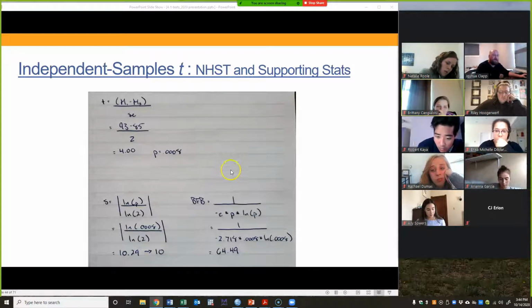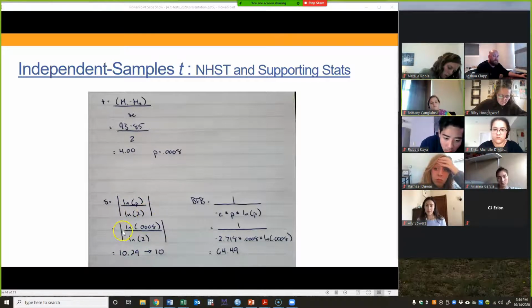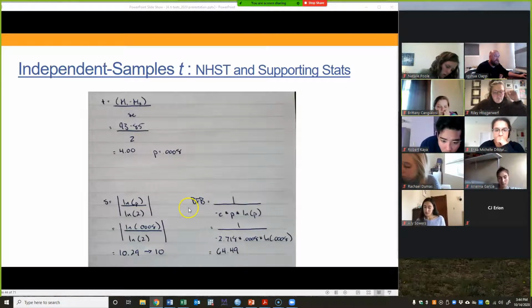Okay. Last thing we wanted to do, calculate my S value and my Bayes factor. Remember that our S value is going to be the absolute value of the natural log of our p-value over the natural log of 2. So if I take the natural log of 0.0008 over the natural log of 2, take the absolute value of that, I get a value of 10.29. And remember that our S values are rounded to the nearest whole number, so I get a value of 10 here. My Bayes factor is 1 over negative e times p times the natural log of p, which gives me 1 over negative 2.718.